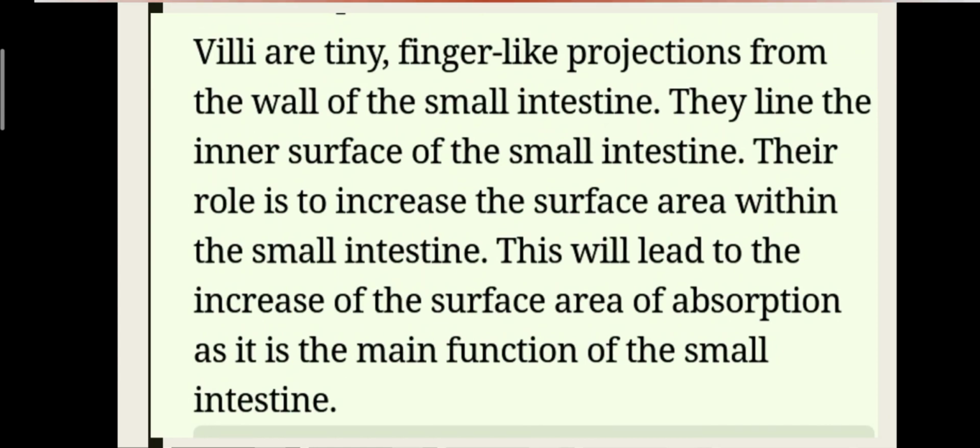Villi are tiny finger-like projections from the wall of the small intestine. They line the inner surface of the small intestine. Their role is to increase the surface area within the small intestine. This will lead to an increase in the surface area for absorption, as it is the main function of the small intestine.